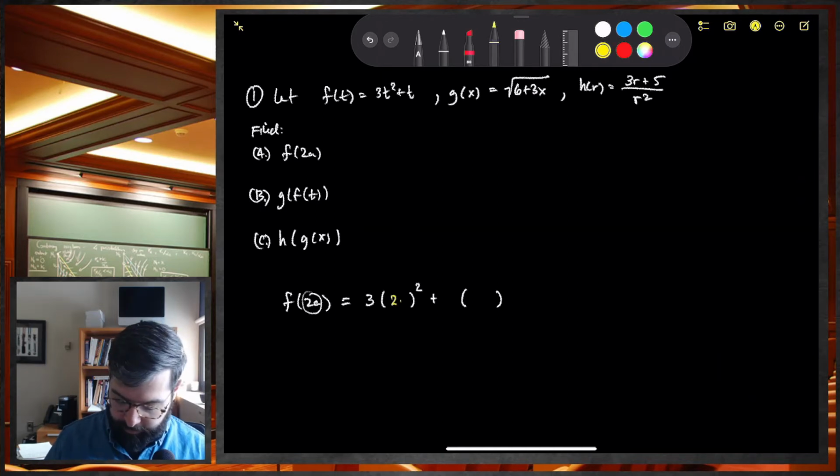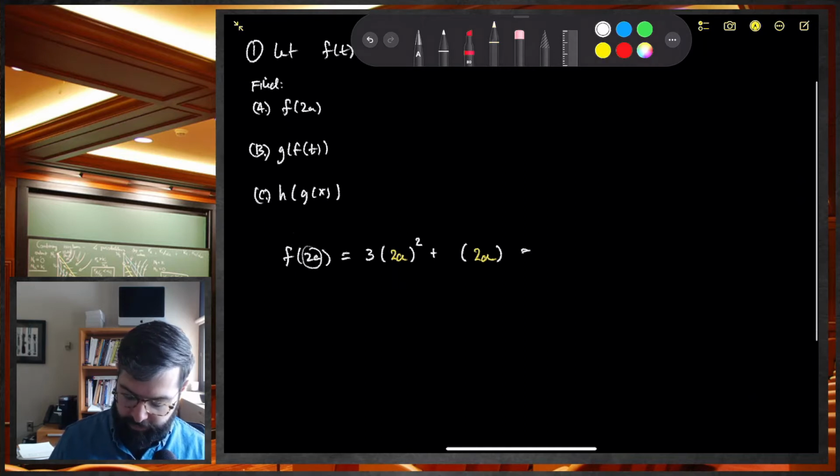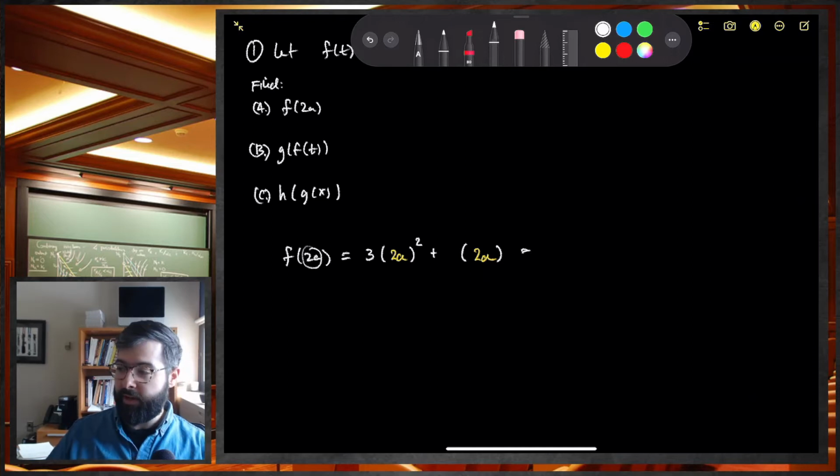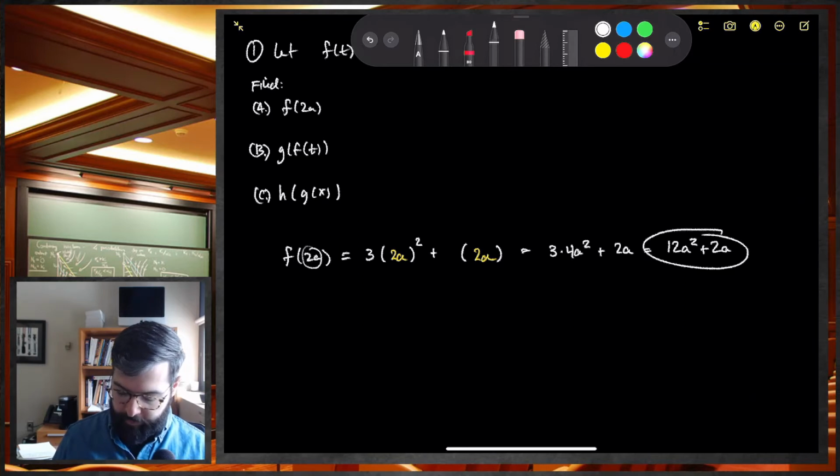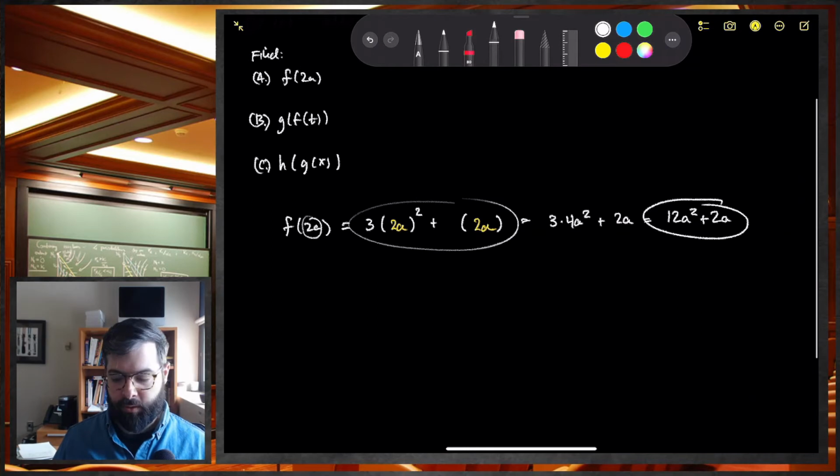this 2a. So now here, this is simple enough to simplify, and a lot of us did. But remember that the 2a, the whole thing gets squared, so that becomes 4a squared. So you've got 3 times 4a squared plus 2a, which is 12a squared plus 2a. Okay. If you just got it here and left it, that's totally fine too.